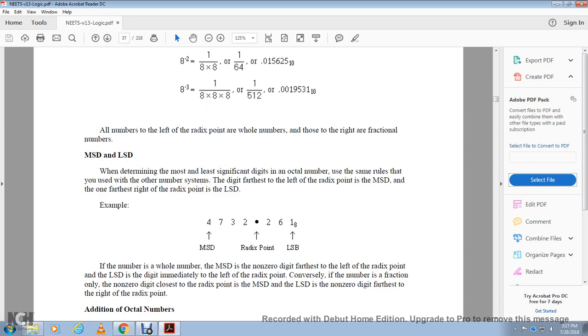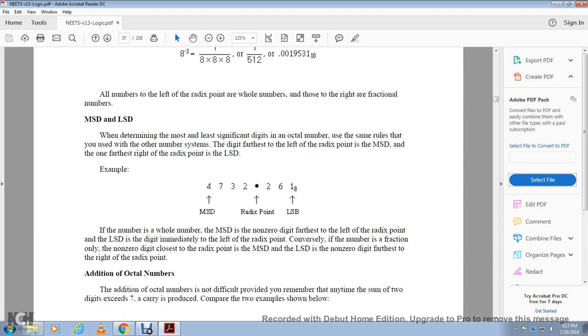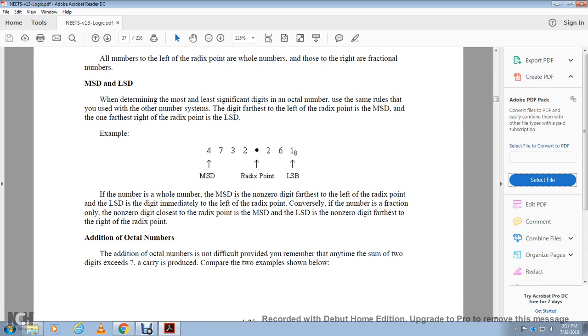In a fraction, consider only the non-zero digits: the most significant and the least significant is the non-zero digit furthest to the right of the radix point. And now the addition of octal numbers.